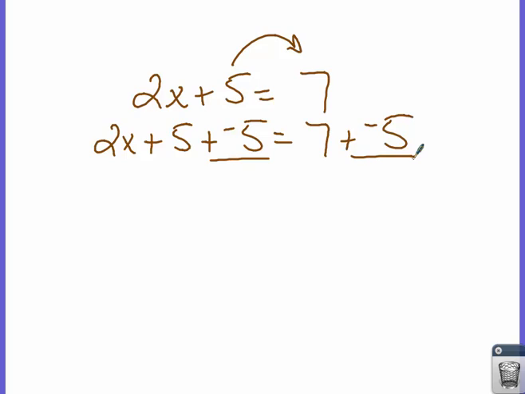So now when we do this, we simplify this line. Our 5's will turn into a 0, and we're left with just 2x is equal to, and then we do the math on the right-hand side. 7 plus negative 5 gives us 2.